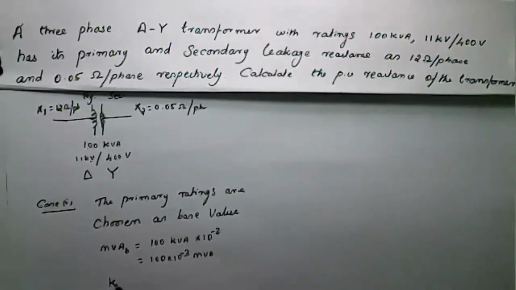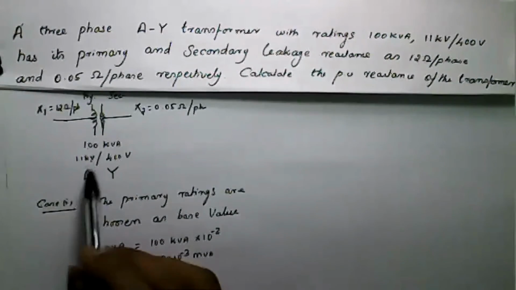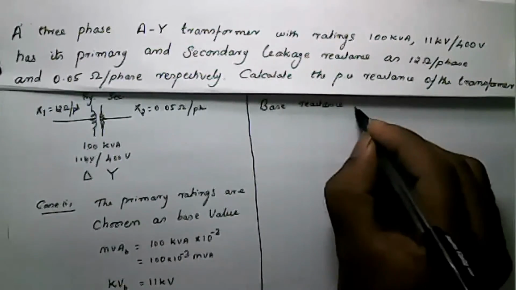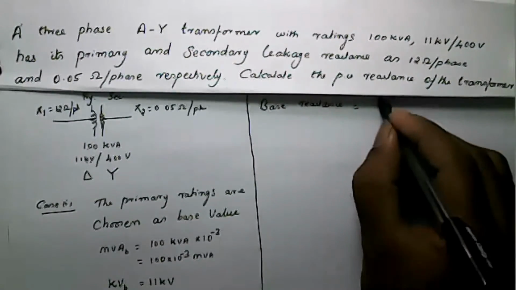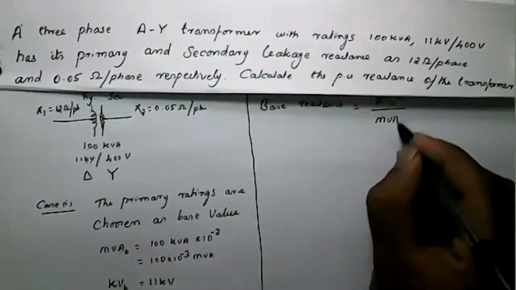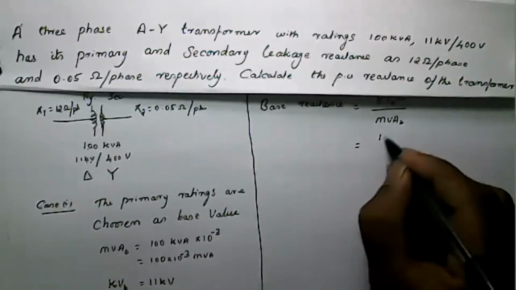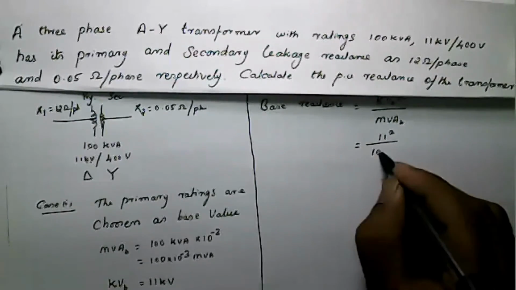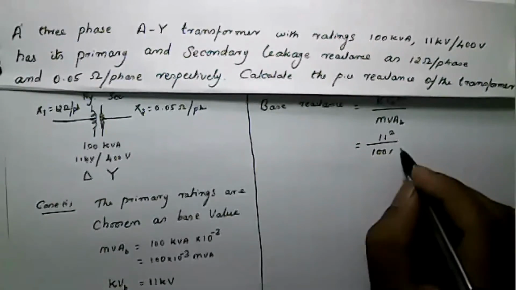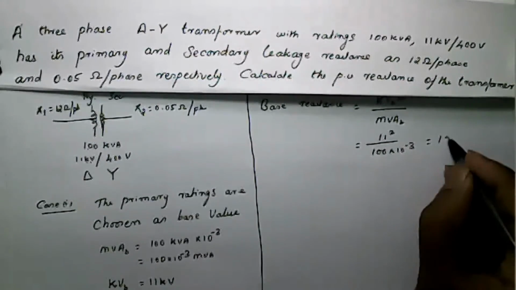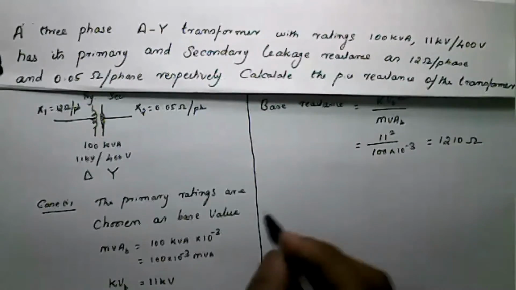Then kVb, the kilovolt base on the primary side, is equal to 11 kilovolt. Now, base reactance is equal to kVb square divided by MVAB. Here, 11 square divided by 100 into 10 power minus 3. That is equal to 1210 ohm.